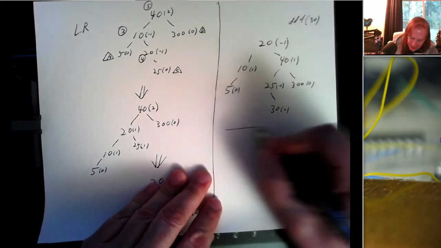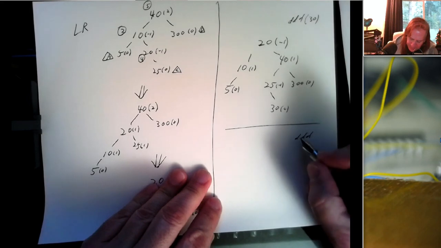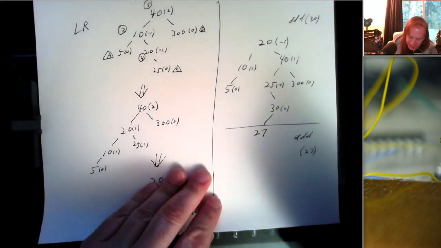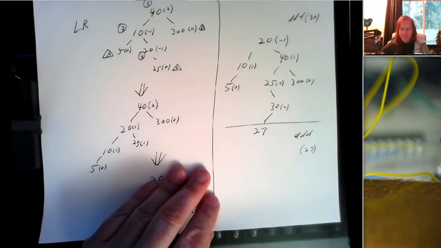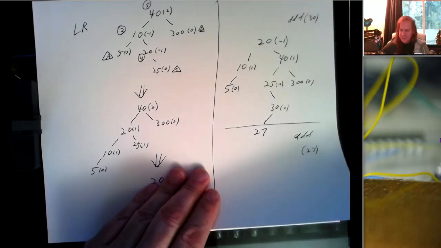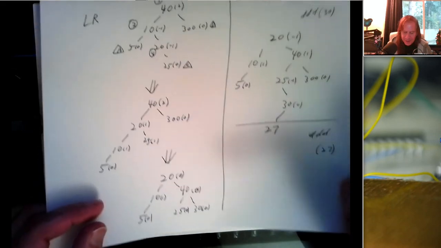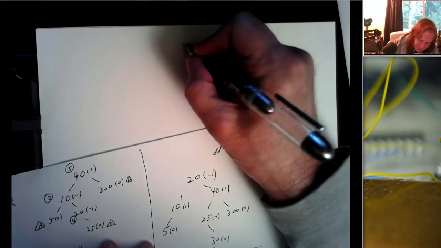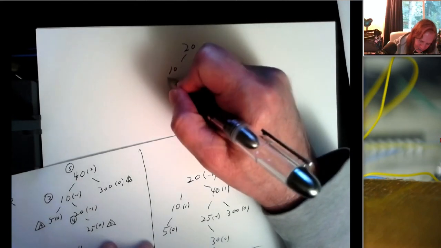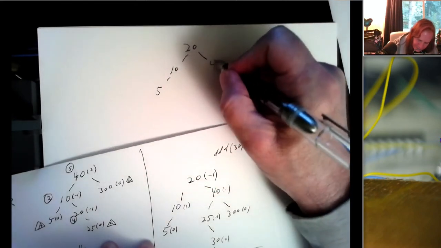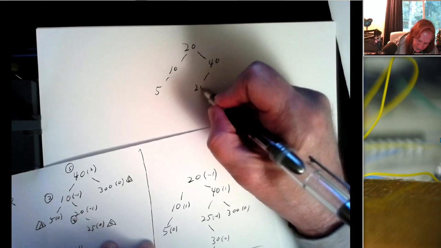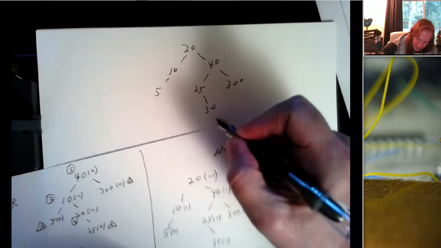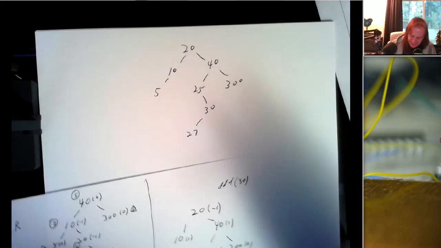But now let's go ahead and add 27. Well, that's going to come down over here. And this is going to be unbalanced. So let's do the rotations for this tree as our final example. So let me copy it over here. Here's 20, 10, 5, 40, 25, 300, 30, 27.